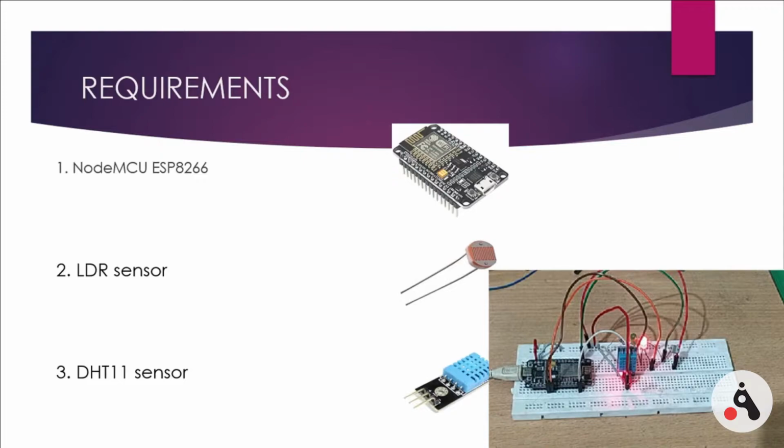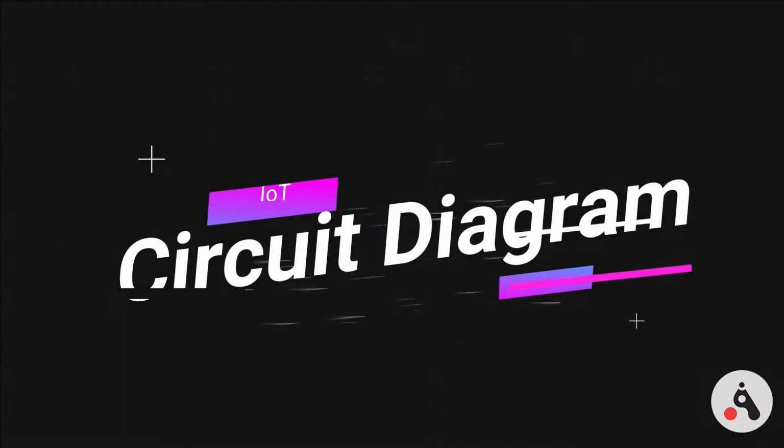So talking about the requirements of this project, we need an ESP8266 Wi-Fi module, which you can see in the demo, and the LDR sensor and DHT11 temperature and humidity sensor. So these 3 are the requirements, and you also need the status LEDs, or if you don't have them, you can use the built-in LEDs of NodeMCU, which are on 2 pins basically, D0 and D4.